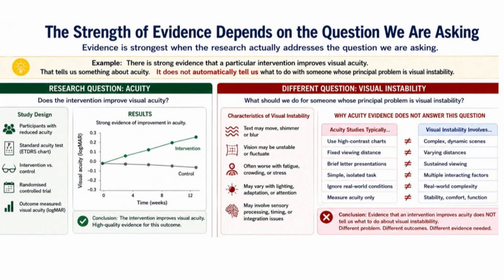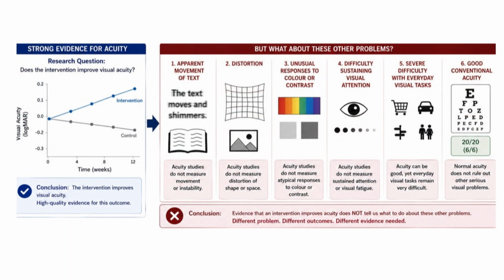The strength of evidence depends partly upon whether the research actually addresses the question we are asking. Suppose there is strong evidence that a particular intervention improves visual acuity. That tells us something about acuity.